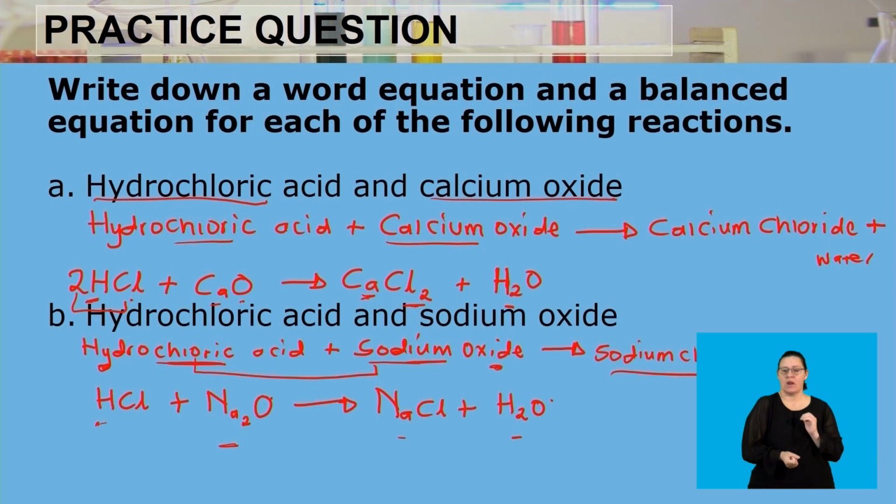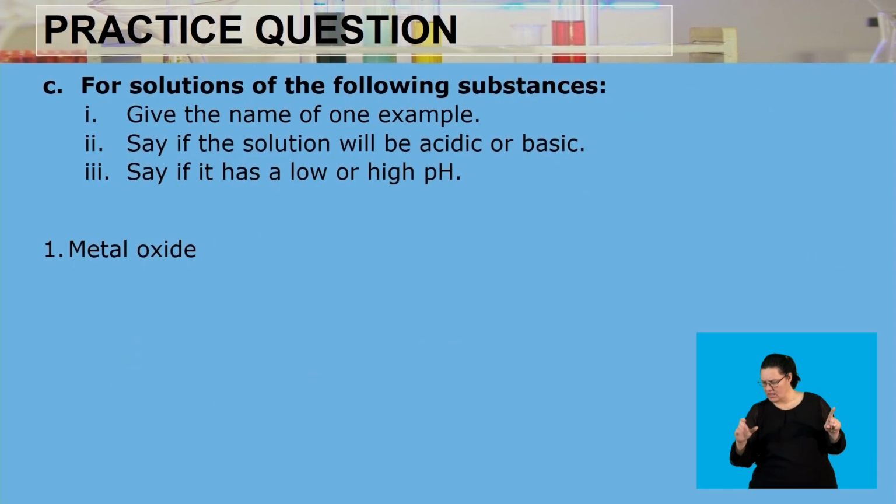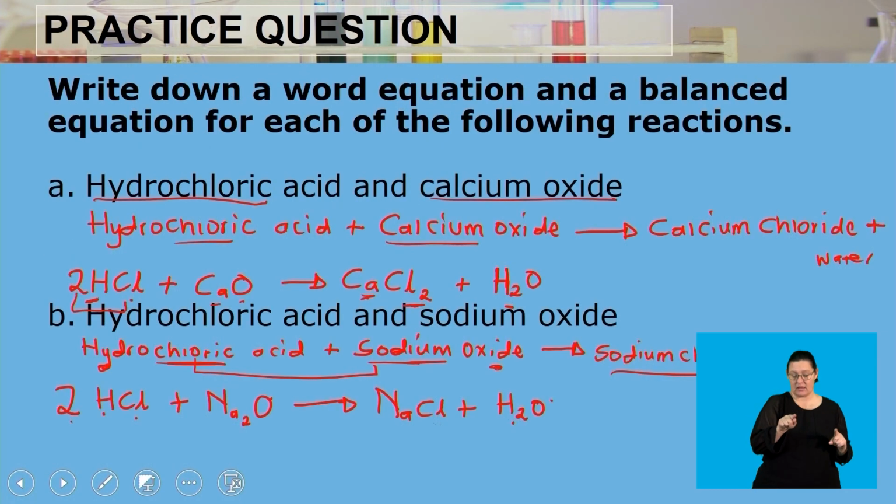Now, remember, when we are balancing, we are using the coefficients. So if you start with the two so that you can balance out that two there, we're now going to have two molecules of HCl, which means two atoms of hydrogen, and then two atoms of chlorine, but one atom of chlorine there. So now, if I insert another two on the right-hand side in front of the NaCl, we're now going to have two sodium atoms.